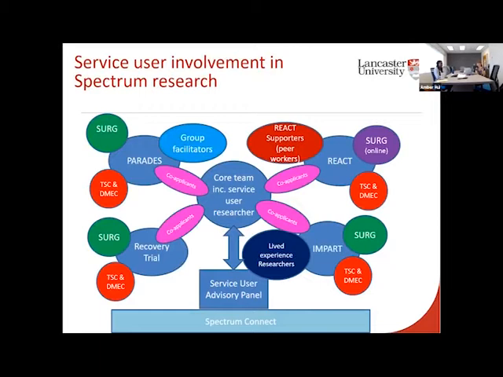So the first thing that he does is he chairs the Service User Advisory Panel, which is the rectangle at the bottom. The Service User Advisory Panel is a group of about 20 people who meet on a regular basis. The idea of that is to help us think strategically about the work that we do in Spectrum, to help us think about what areas we want to focus on, and what direction we want to go in.